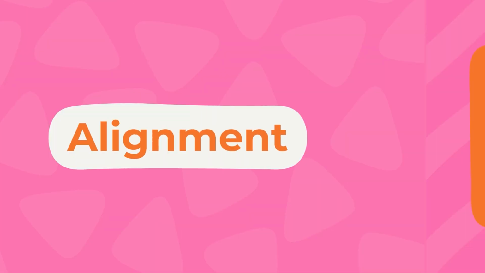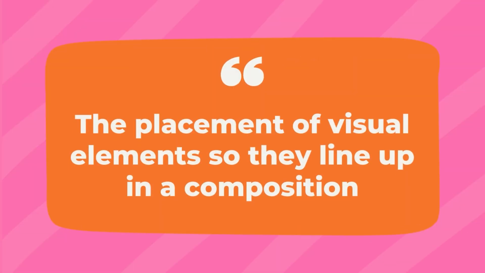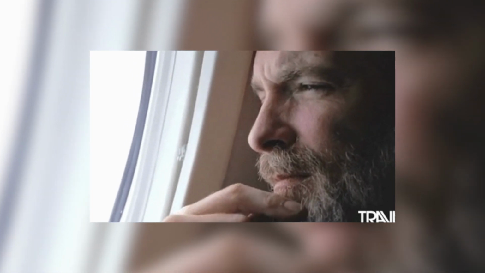So I found this very simple and straightforward definition on Google, and it says alignment is the placement of visual elements so they line up in a composition. Okay, so nothing really fancy about this definition, but what's really interesting to me is why should we align our elements in our design? What are we trying to achieve by creating this alignment?